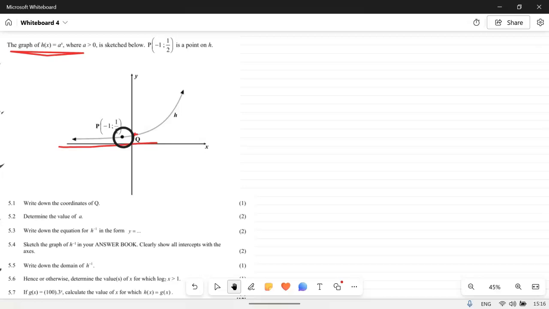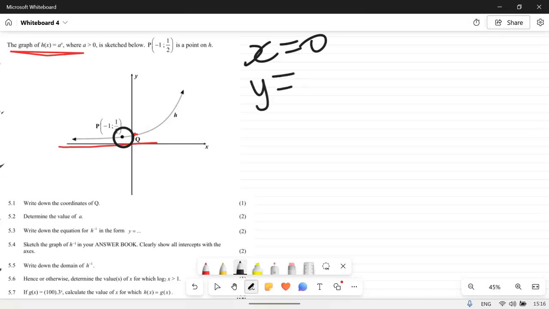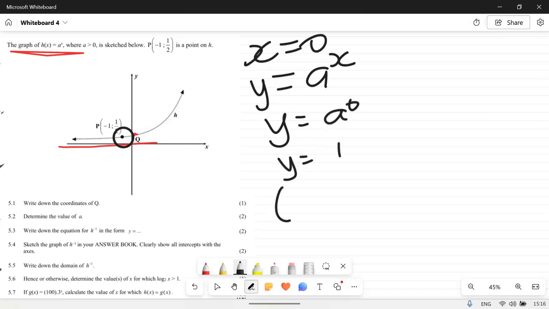So if we're going to look for the coordinates of Q, which is your y-intercept, what do we know about the y-intercept? It's that x is equal to 0. Wherever we see x equals 0, we take h of x as y equals a to the power of x, then we put 0 on that side. So our y will be a to the power of 0, which gives us 1. So x is 0, y is 1. That's Q. So that's our 5.1.